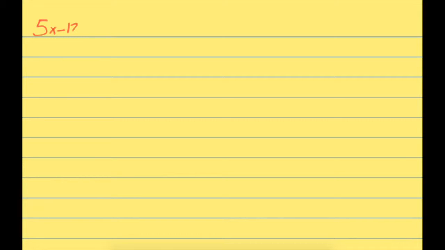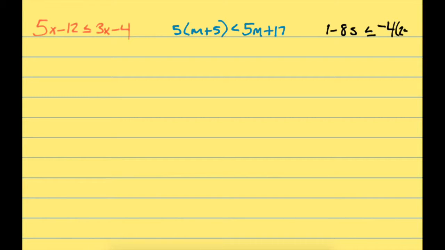5x minus 12 is less than or equal to 3x minus 4. 5 times (m plus 5) is less than 5m plus 17. And 1 minus 8s is less than or equal to -4 times (2s minus 1). Give those a shot. When you're ready, unpause the video and we'll see how you did.